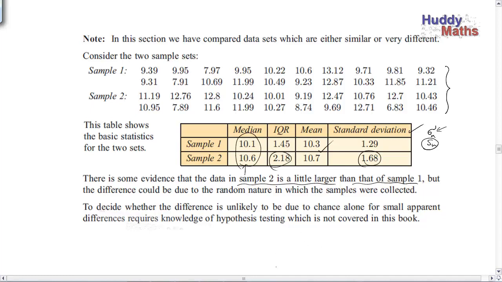So here, very hard to say, isn't it? There's a little bit of difference here, a bit of difference in the standard deviations. Very hard to say. So you'd usually say we need more data. To decide whether the difference is unlikely due to chance alone, you've got to use hypothesis testing.